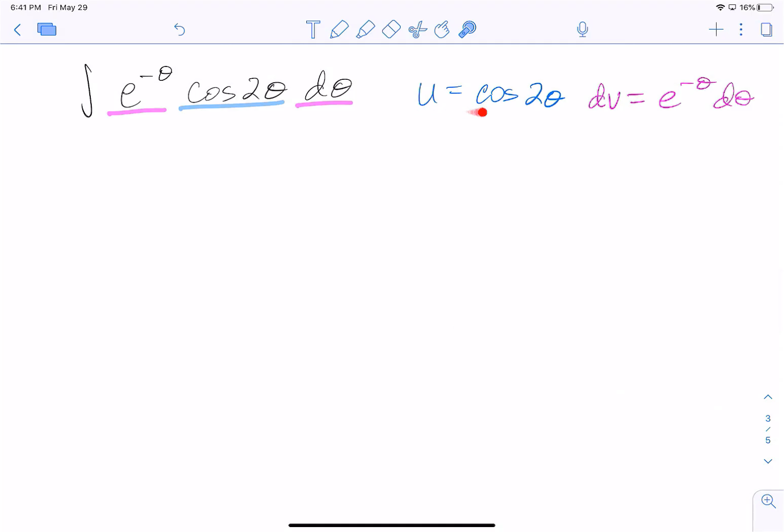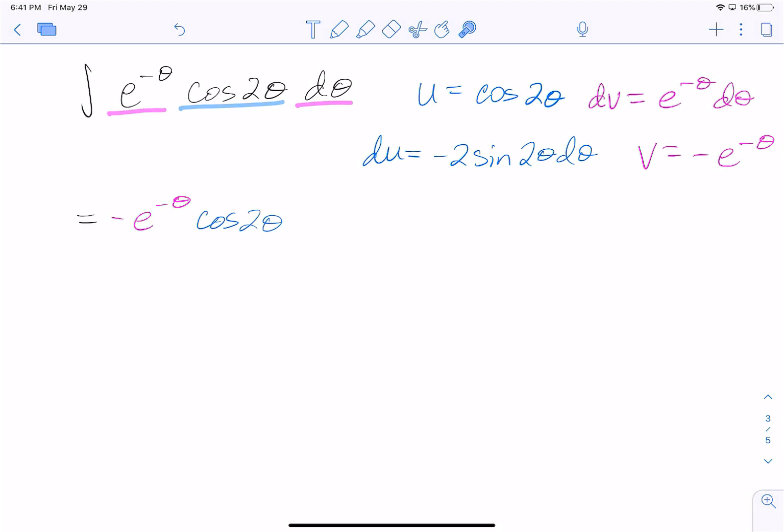Since u is equal to the cosine of 2 theta, we know that du is equal to negative 2 sine of 2 theta d theta. Since dv is e to the negative theta d theta, v is negative e to the negative theta. Fleshing out the integration by parts formula, we have that uv is equal to negative e to the negative theta times the cosine of 2 theta minus v du.